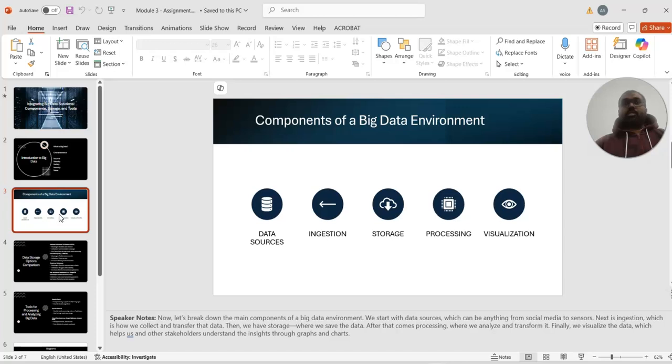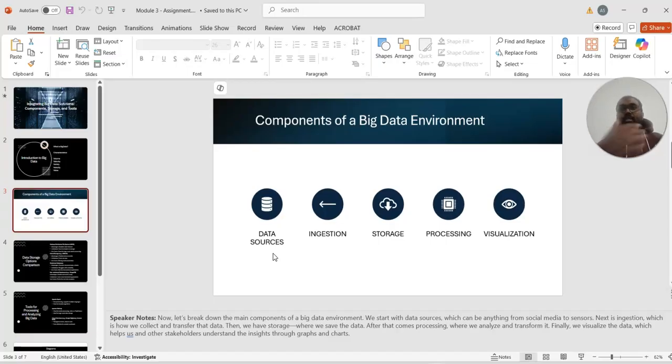Okay, next we move to the components of the big data environment. We have data source, ingestion, storage, processing, and visualization. Data source, as I told you, is the social media or sensors, whatever the source from where we are getting the data.